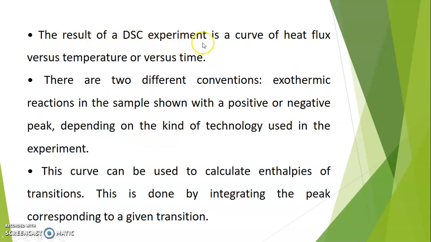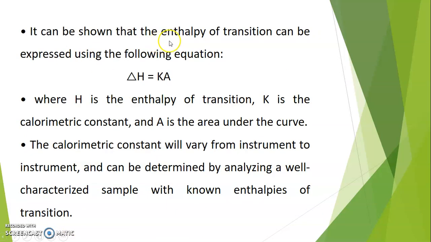The result of a DSC experiment is a curve of heat flux versus temperature or versus time. There are two different conventions: an exothermic reaction in the sample is shown with a positive or negative peak depending on the kind of technology used in the experiment. This curve can be used to calculate enthalpies of transitions. This is done by integrating the peak corresponding to a given transition. It can be shown that the enthalpy of transition can be expressed using the following equation: delta H is equal to K times A, where H is the enthalpy of transition, K is the calorimetric constant and A is the area under the curve.